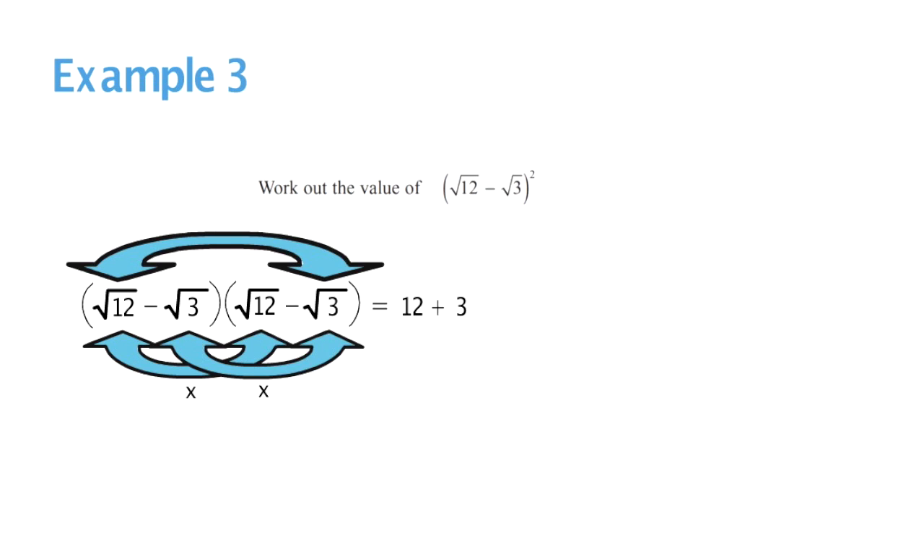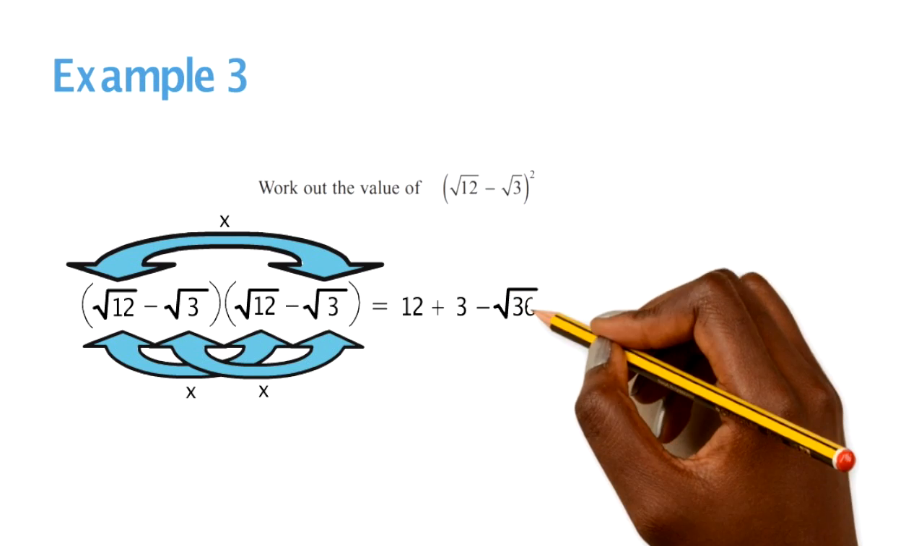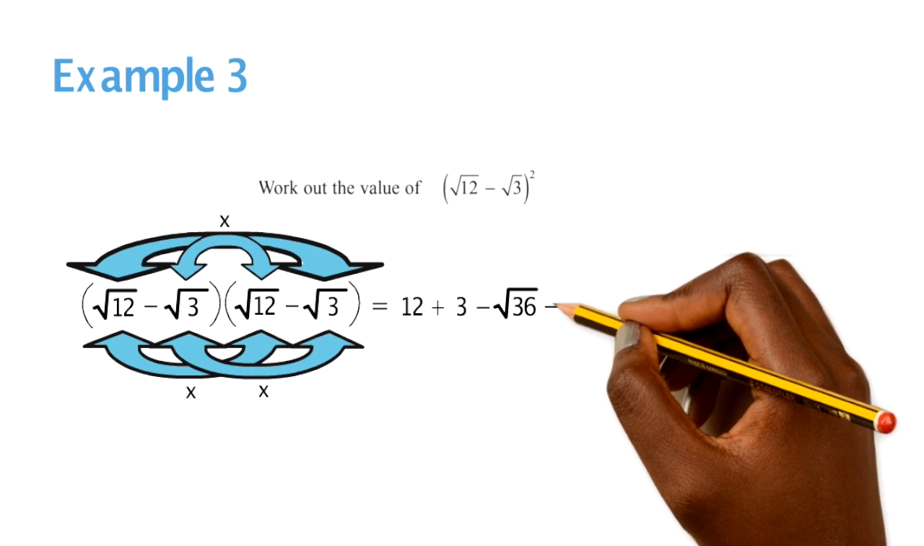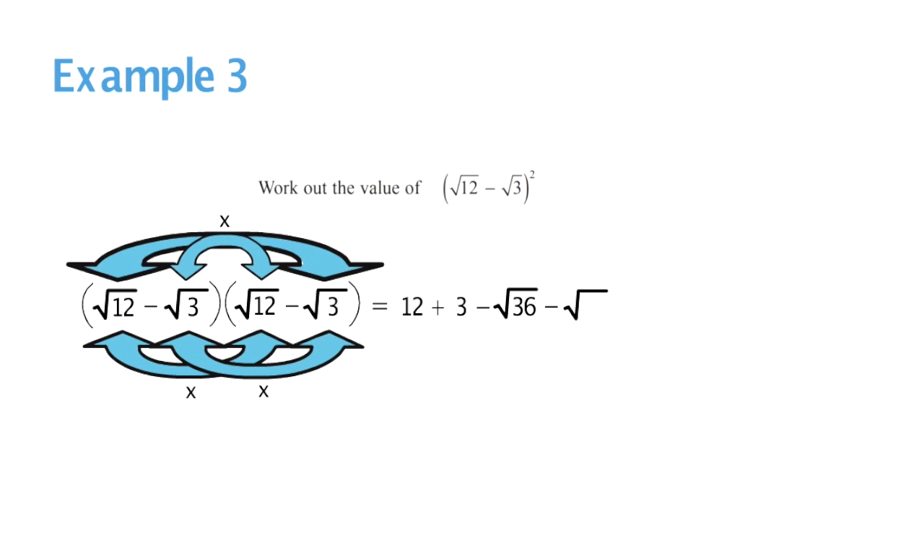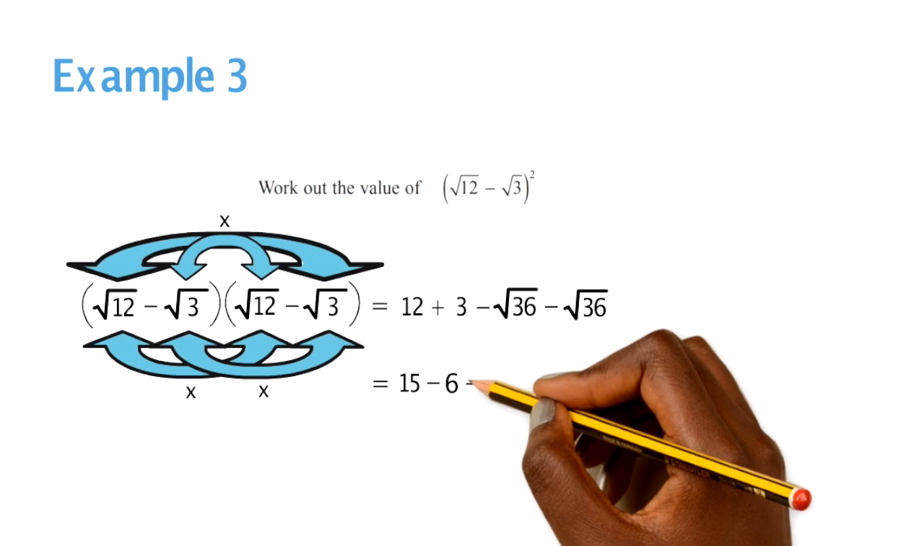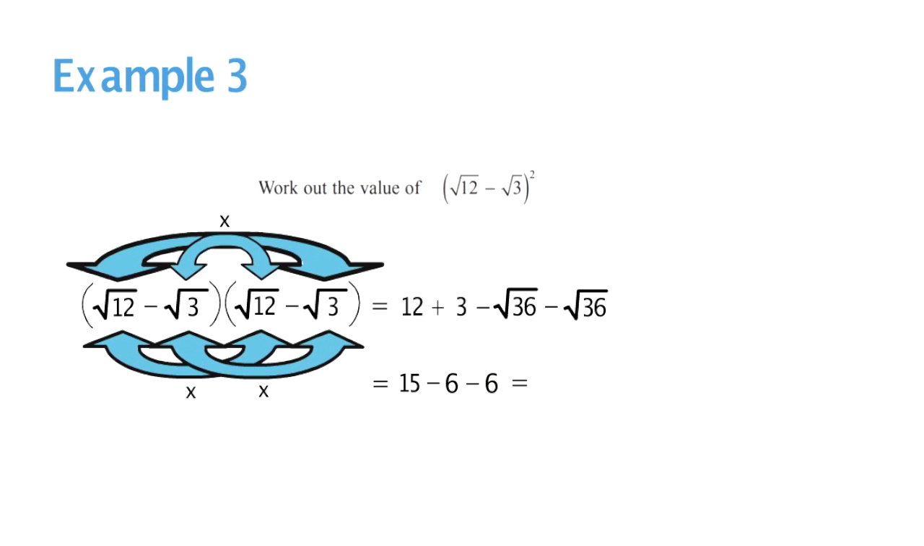Then we're going to do root 12 times minus root 3, which would leave us with negative root 36. And then lastly, we're going to do the other minus root 3 times root 12, which is going to leave us with negative root 36 again. All this will be simplified, so the 12 plus the 3 will give us 15. And then if you've got minus root 36 minus root 36, that would basically be minus 6 because root 36 is 6. So doing all that would leave you with a final answer of 6.